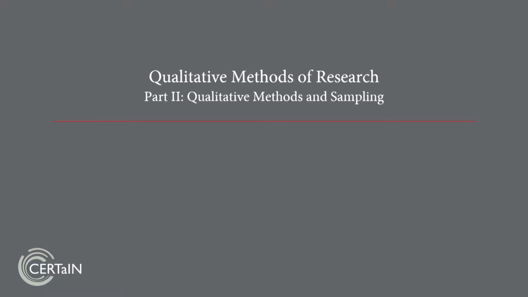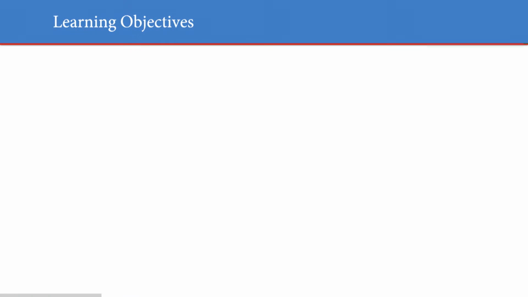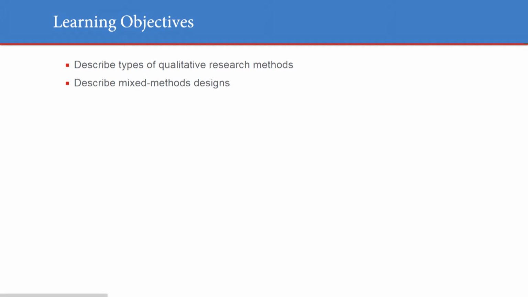This is part 2, qualitative methods and sampling. The learning objectives are to describe types of qualitative research methods, describe mixed methods designs, describe an appropriate qualitative research question.